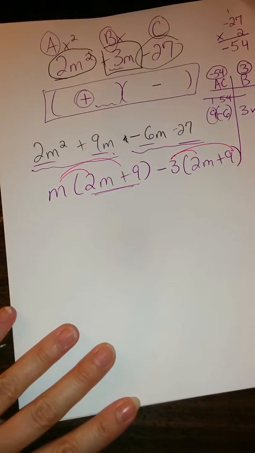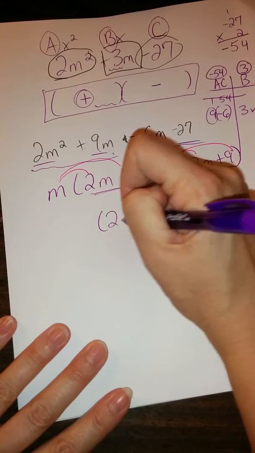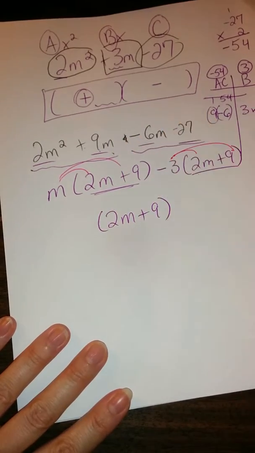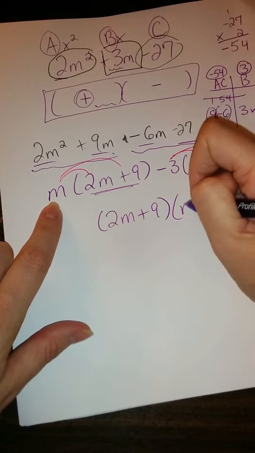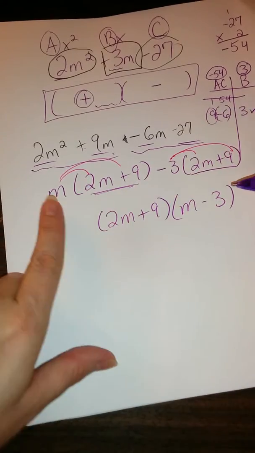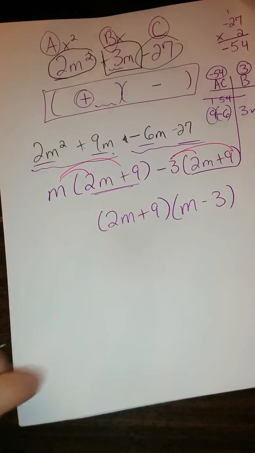Perfect. So if we remember factoring by grouping here, one of our factors is what we have in common, that 2m plus 9. So that's going to be one of our factors. And then our second one is our m and our minus 3. We pull these two little front terms here, and they get to live in their own little factor bubble.